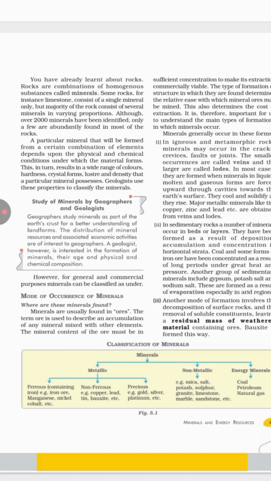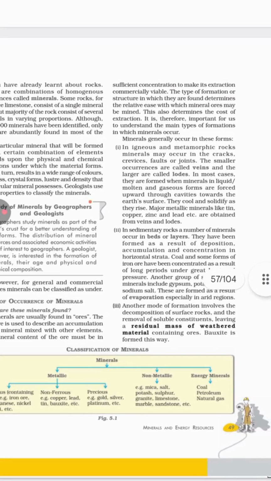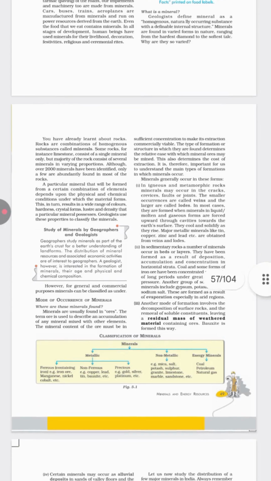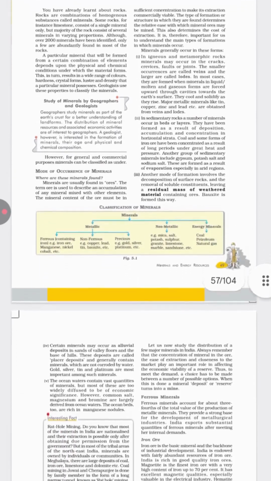Then you have non-metallic, like mica, salt, potash, sulfur, and all that. Then you have energy minerals. Energy minerals I don't have to explain to you. Coal, petroleum, natural gas, all this you can write. When you write like this, the examiner naturally will be impressed. You will also not miss out on any point. Okay, so it is a guide for you. So if they ask you the classification of minerals in the exam, you can write it.